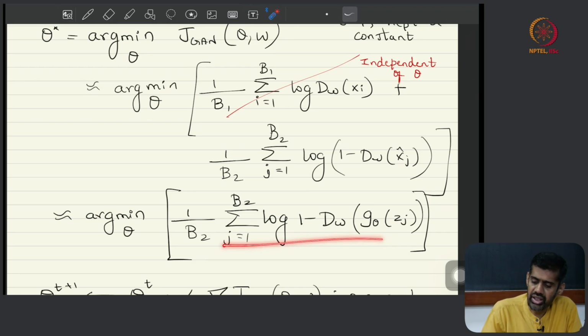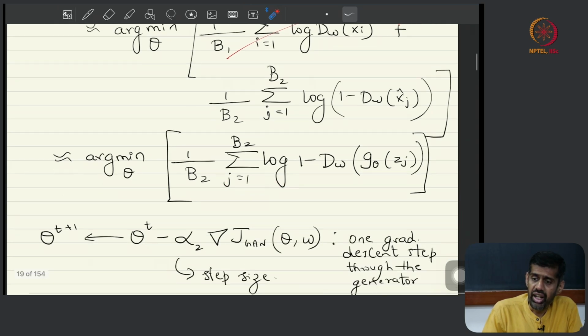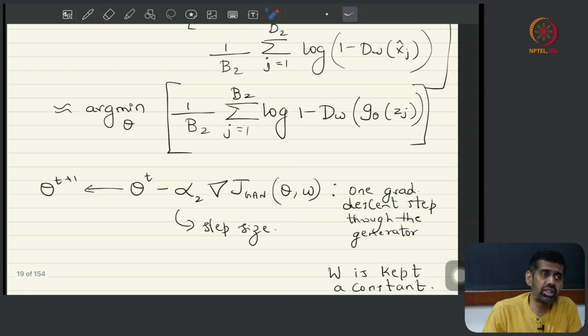So, then you compute the second term, and then by keeping the W network constant, you do one gradient step through the theta network to solve the outer optimization problem and alternate between these two steps. So, that is how the VDM is trained in practice. Any questions here?